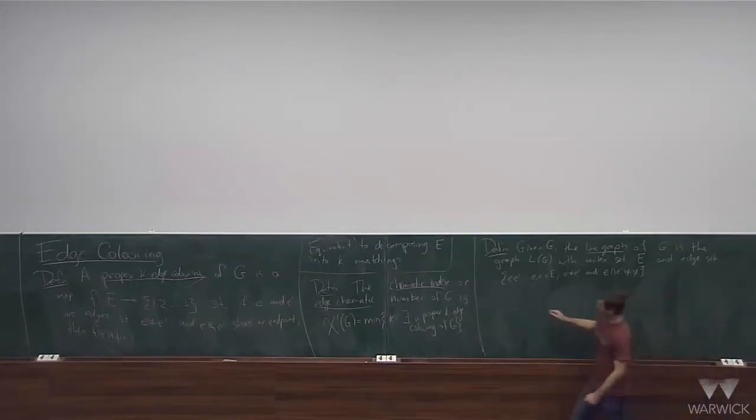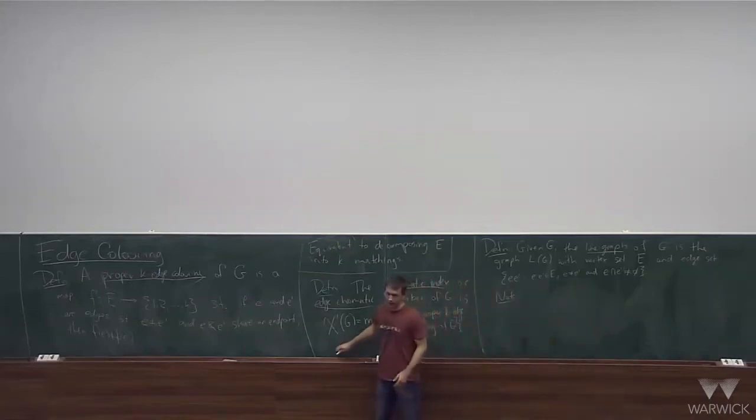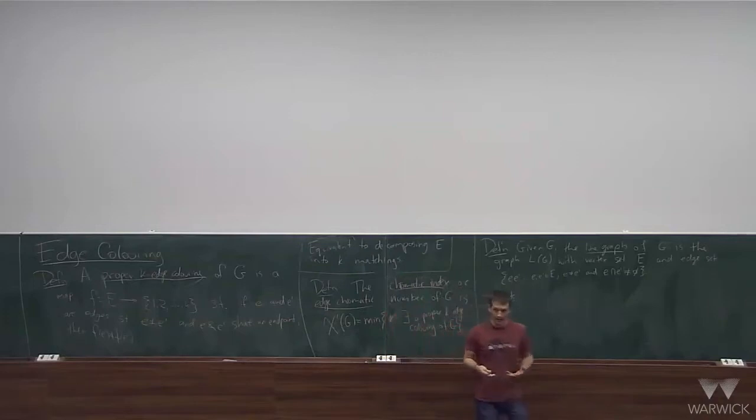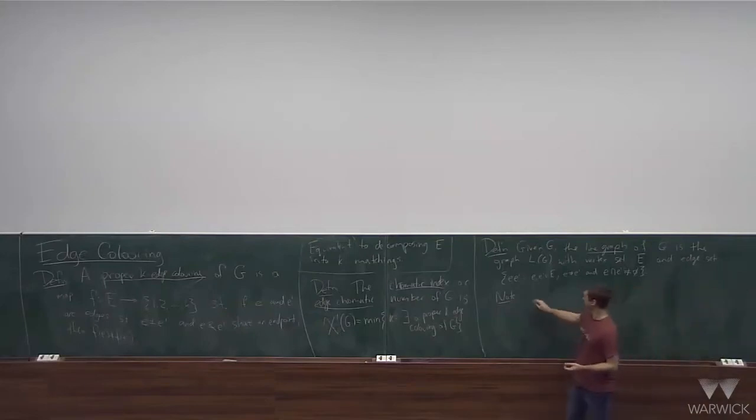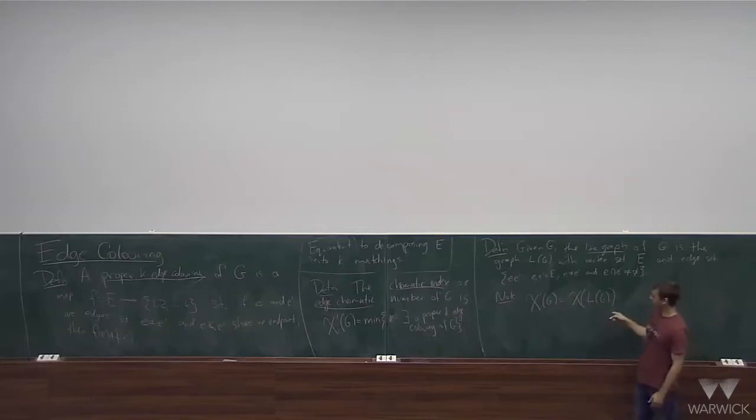Right, so note that this so-called new concept we've defined here, this chromatic index, is nothing more than the usual chromatic number applied to the line graph. So chi prime of G is the same thing as chi of L of G, where this is coloring vertices of the line graph, which is the same as coloring edges of the graph.